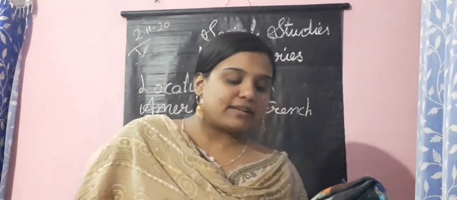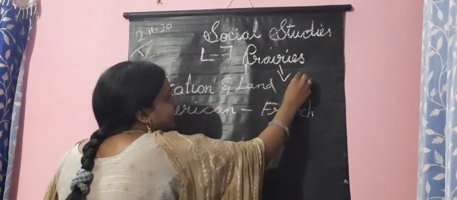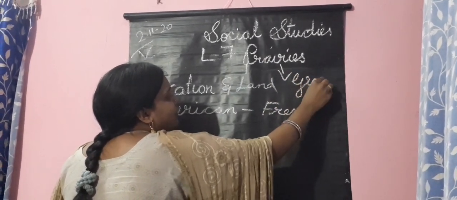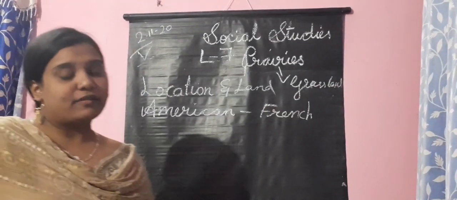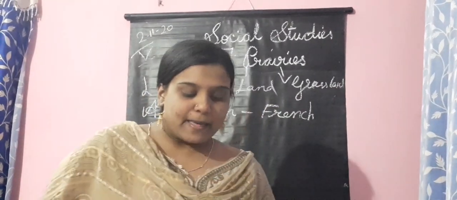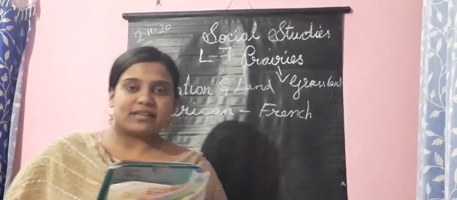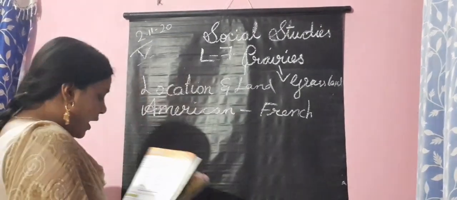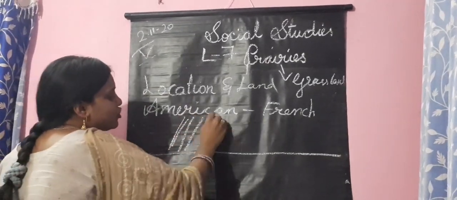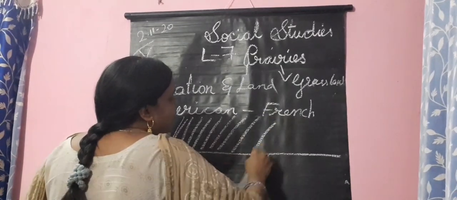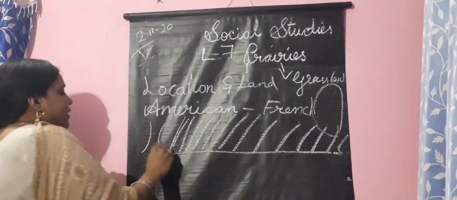Prairie means grassland in French. In English it is known as grassland, and prairie is the French word. The prairies are a vast stretch of land. It is a vast stretch of land covered by tall trees.